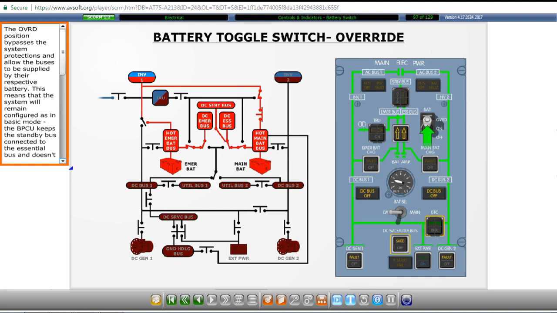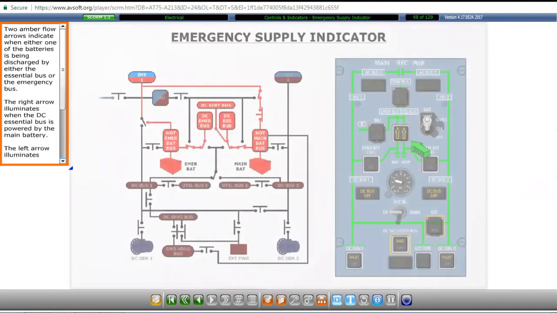This means that the system will remain configured as in basic mode. The BPCU keeps the standby bus connected to the essential bus and doesn't permit it to toggle over to the emergency bus. The override switch is primarily for use in the event of a dual generator failure when managing battery power is critical. A guard prevents the battery switch from being accidentally operated.